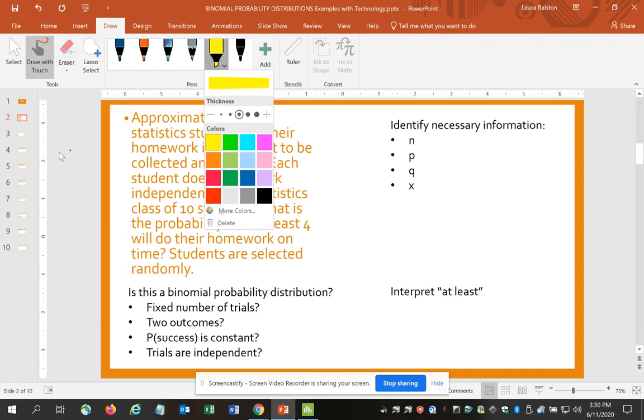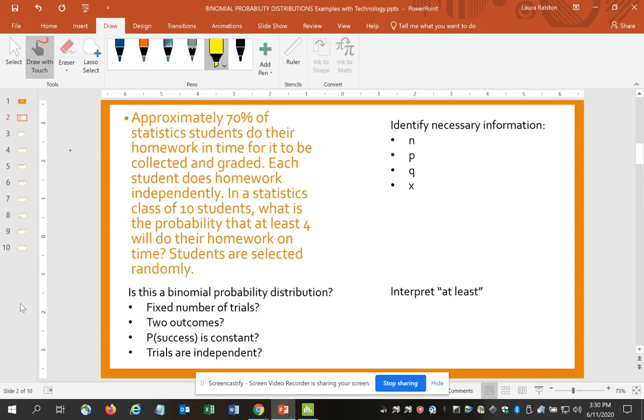And to do that, you need to meet 4 different conditions. The first condition is that you have to have a fixed number of trials. So you have to know how many times you're going to perform that particular procedure, or how many you are going to survey. In this case, they tell us in the story that we're going to have a class of 10 students. So we do have a fixed number of trials. In this case, our sample size, or N, is going to be 10.